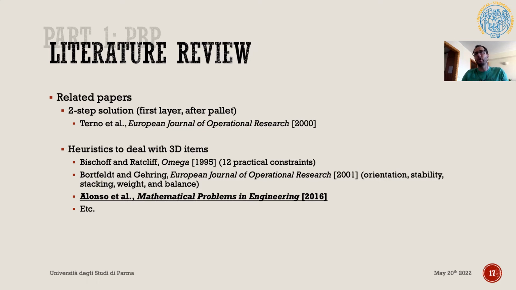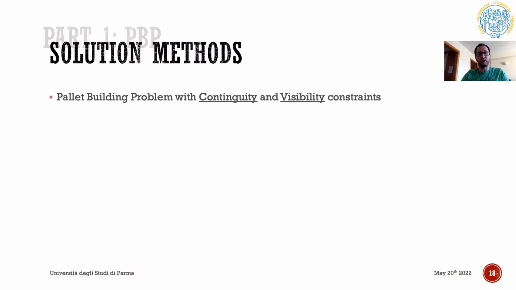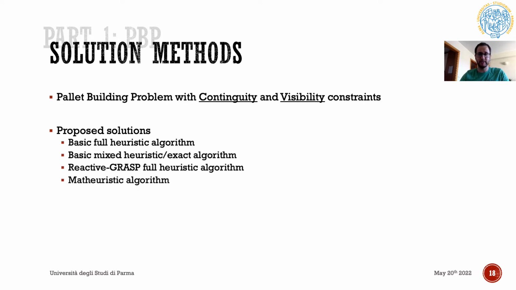However, the goal of all presented papers is only to optimize the fill factor of pallets. Therefore, we propose to go beyond that goal by meeting the contiguity and visibility constraints. To achieve this, we propose 4 main strategies, these ones, and all of them use the two-step heuristic to create a solution, creating first layers and then pallets. Okay? Now I will go into detail for each of them.